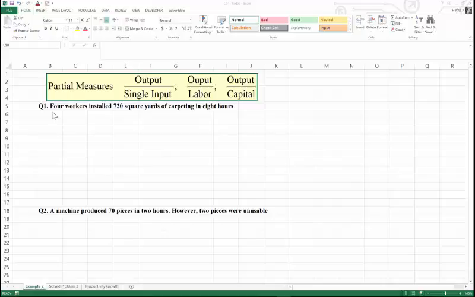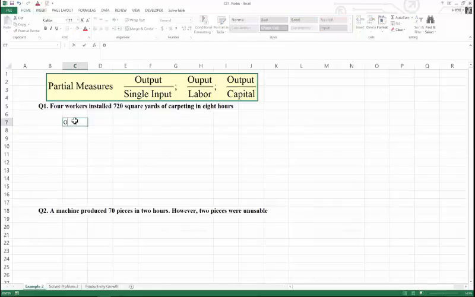It's asking, 4 workers installed 720 square yards of carpeting in 8 hours. If we want to calculate the productivity, then we know we need to figure out the output and the input. In this question, we can see there is only a single input, that is the labor. Then how about the output? The output is 720 square yards.